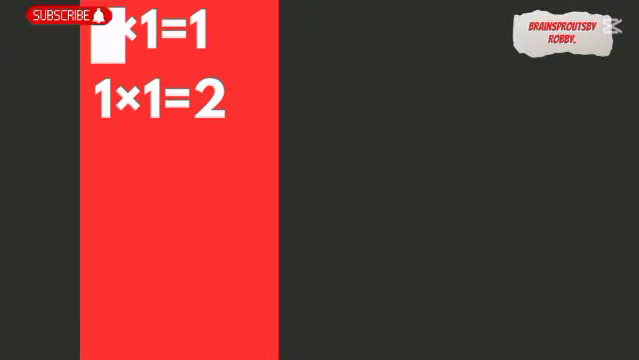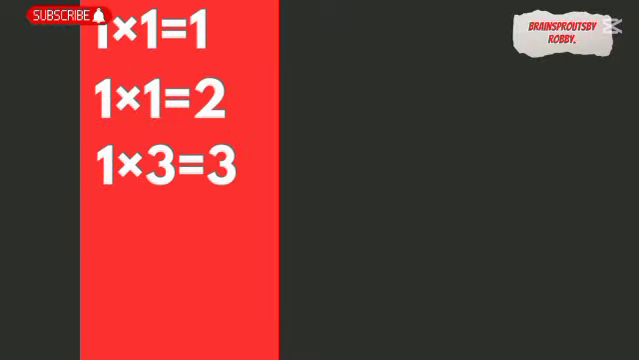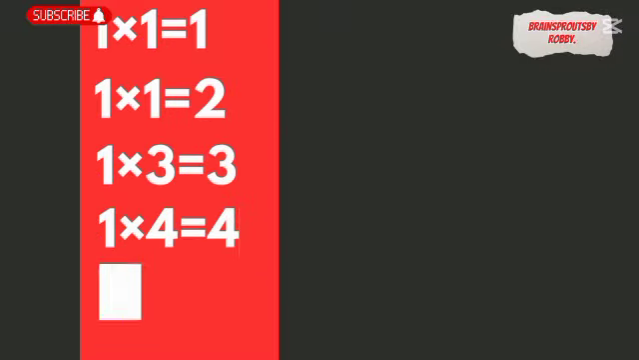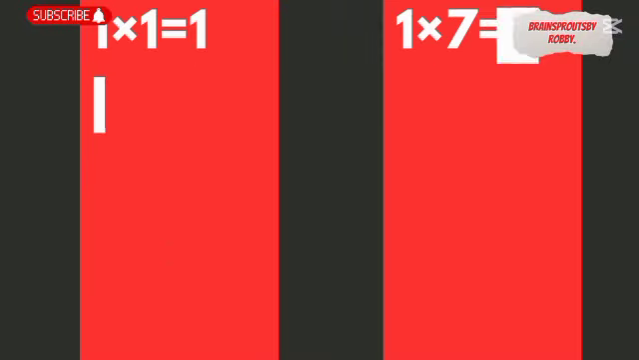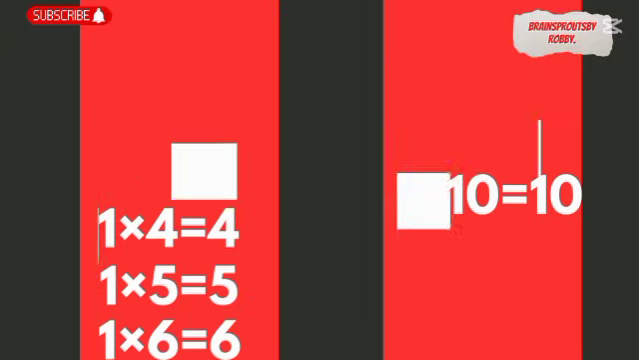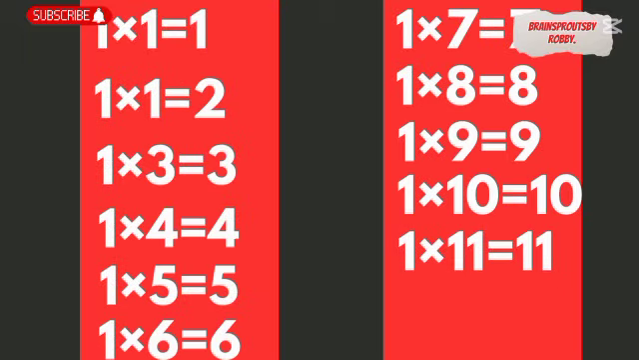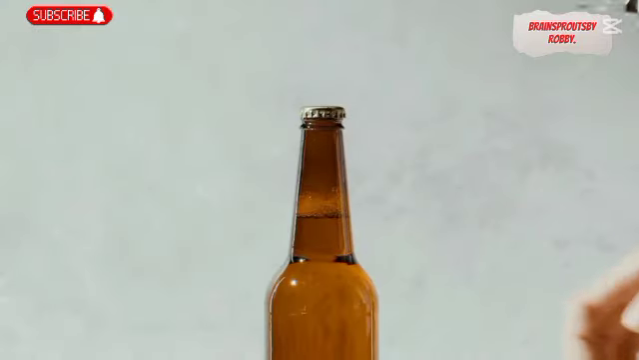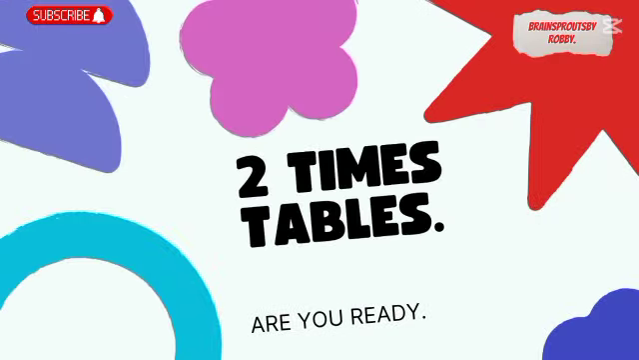1 times 1 equals 1. 1 times 2 equals 2. 1 times 3 equals 3. 1 times 4 equals 4. 1 times 5 equals 5. 1 times 6 equals 6. 1 times 7 equals 7. 1 times 8 equals 8. 1 times 9 equals 9. 1 times 10 equals 10. 1 times 11 equals 11. 1 times 12 equals 12. See. Easy.